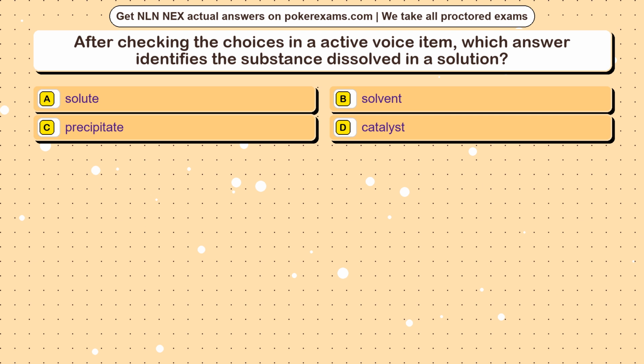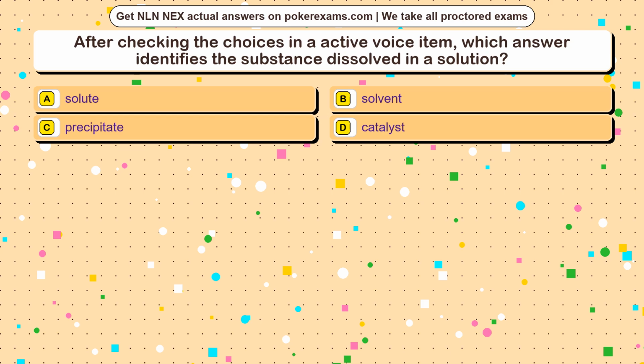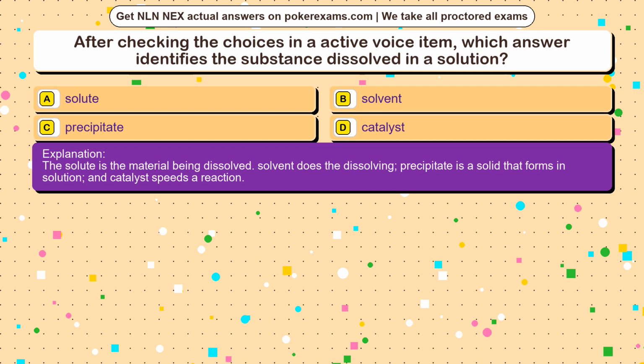Question 3. After checking the choices in an active voice item, which answer identifies the substance dissolved in a solution? Option A, solute. Option B, solvent. Option C, precipitate. Option D, catalyst. The correct answer is option A. The solute is the material being dissolved. Solvent does the dissolving. Precipitate is a solid that forms in solution, and catalyst speeds a reaction.